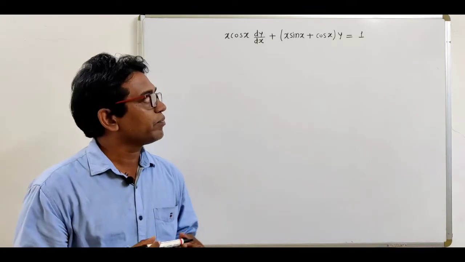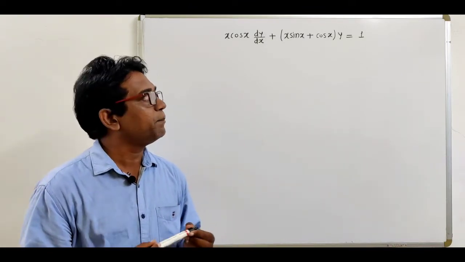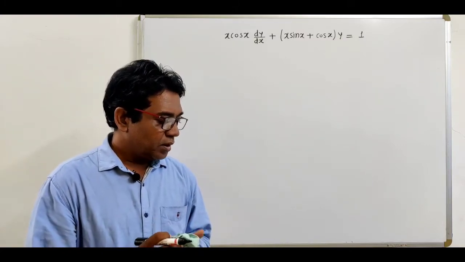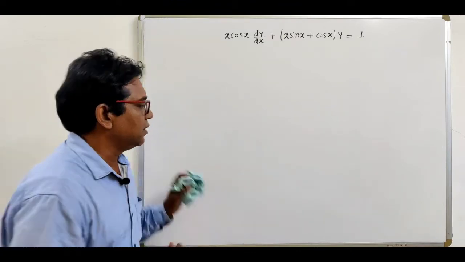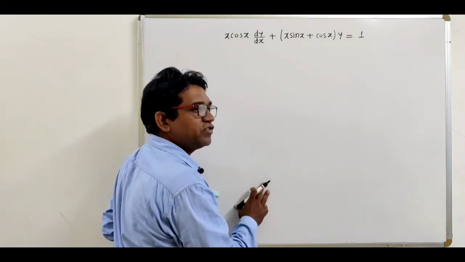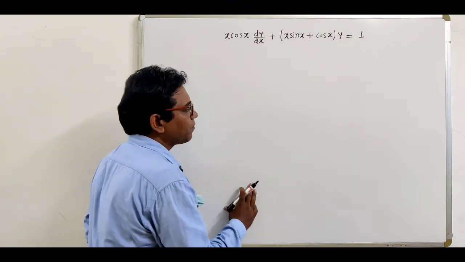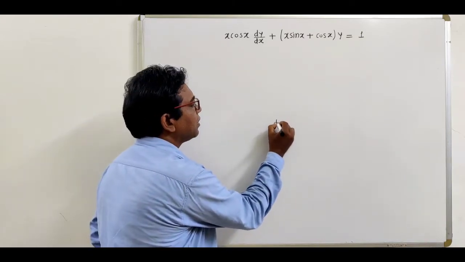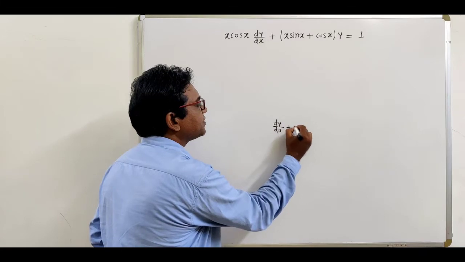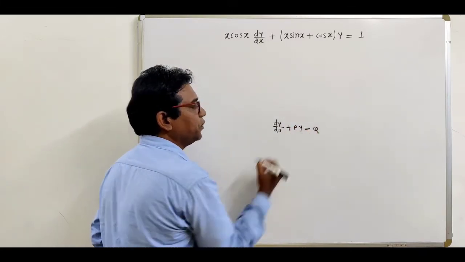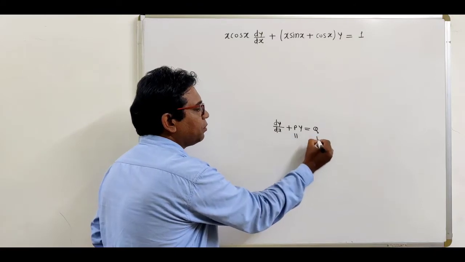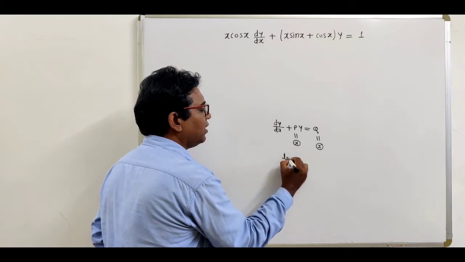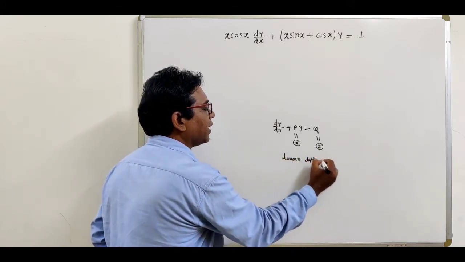Now in this lecture we solve some different examples on linear differential equations. Last time we have seen the definition of a linear differential equation. See what is the definition? A differential equation of the form dy by dx plus py is equal to q, where P and Q should be functions of x alone. This is called a linear differential equation.